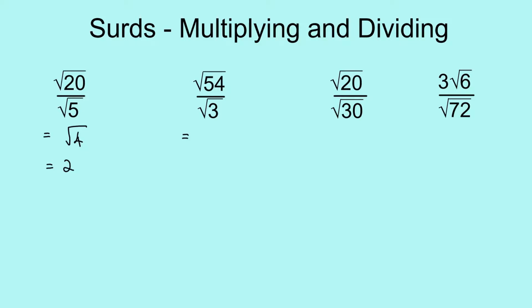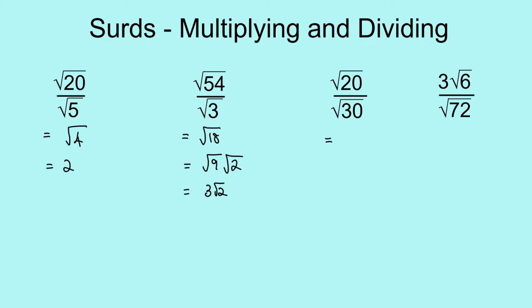Same idea here. Root 54 and root 3, those do divide into each other. Root 54 divided by root 3 would be root 18. Now in this case, that actually simplifies as a surd. We've got the 9 as a square number, 9 times 2 gives us 18. And the square root of 9 is 3, so we end up with 3 root 2 as our final answer.